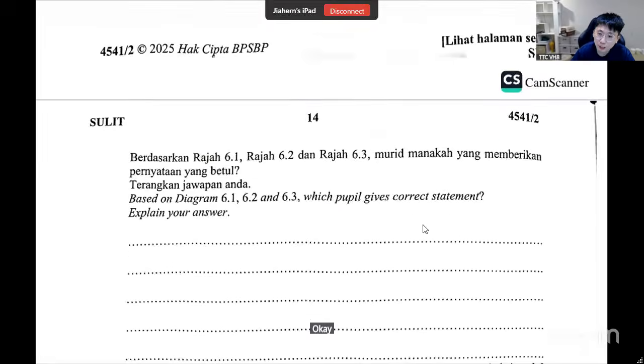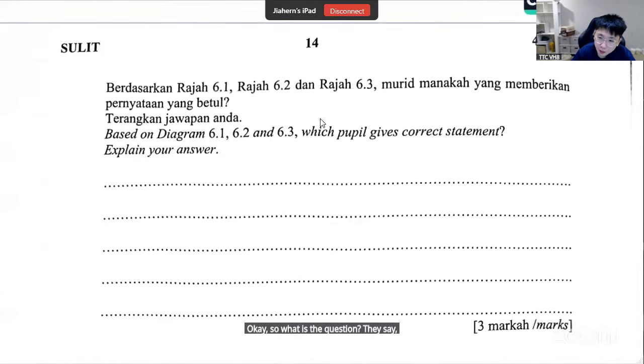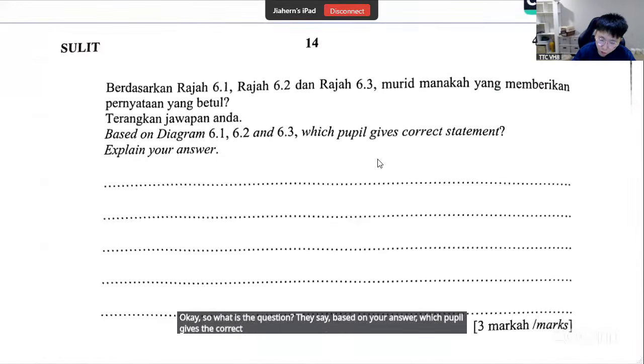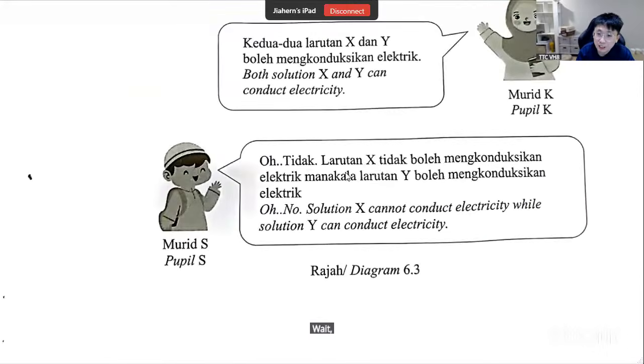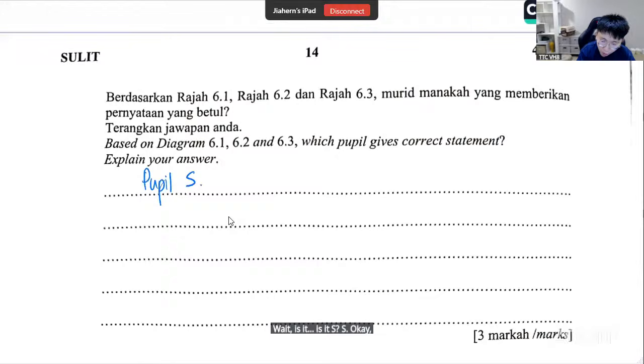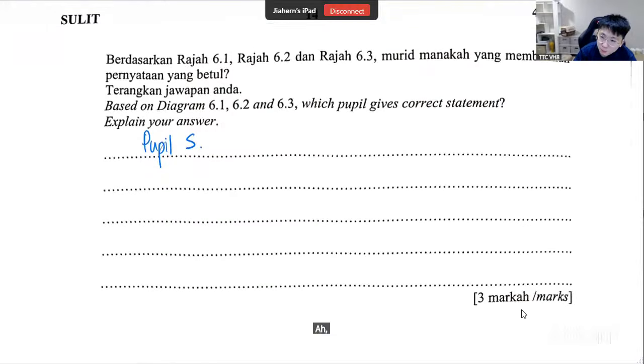Okay, so what is the question? They say, based on your answer, which pupil gives the correct statement? So we say pupil S. 1 mark out of 3 marks. Guys, good enough. Next one. Okay, so what do we understand about this solution Y?